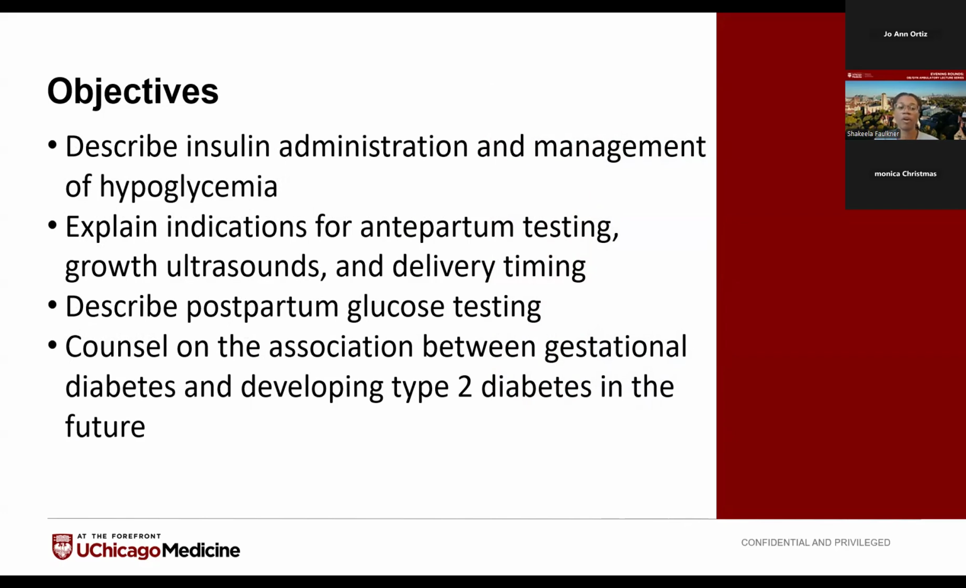And then finally, in the postpartum period, explaining why we still want to do additional glucose testing, to better triage and give patients better guidance on what they should be looking out for as they go forward, either with future pregnancies or just their own health and life in general. And then also looking at the associations between developing type 2 diabetes after being diagnosed with gestational diabetes.